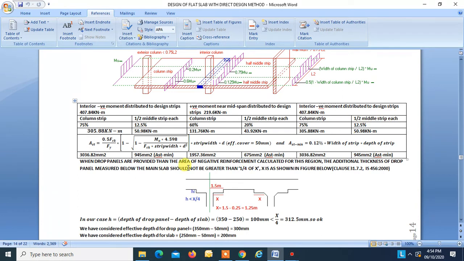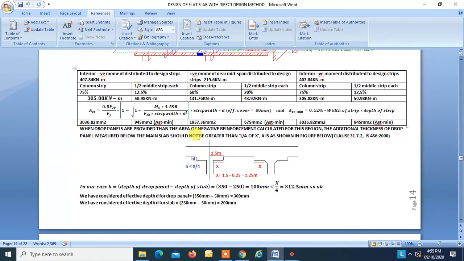So this is how the moments are distributed, and Ast is found by this formula. If this Ast is found to be less than Ast minimum, then you have to at least provide Ast minimum. This is what we just saw. So we have considered effective depth of drop panel equal to 300. We have considered effective depth d for slab as 200. This remains the same as well.